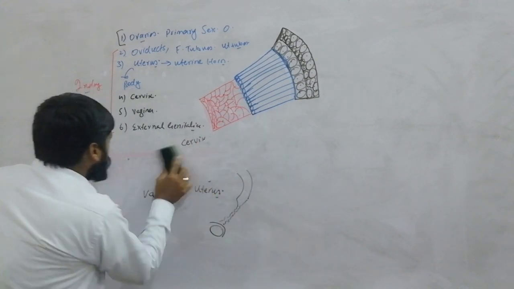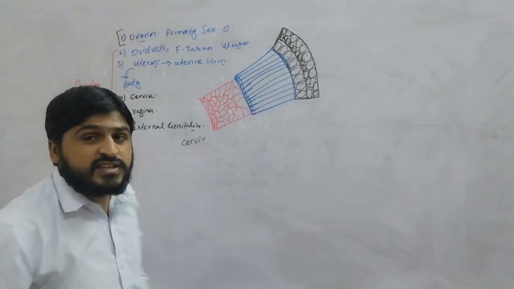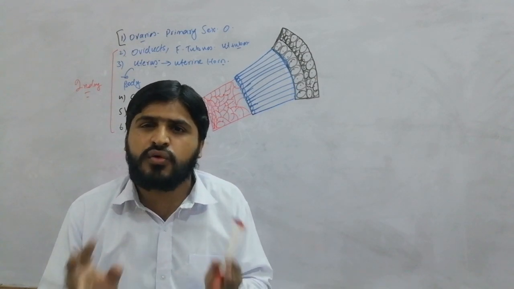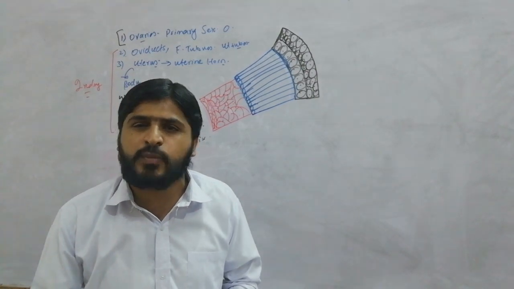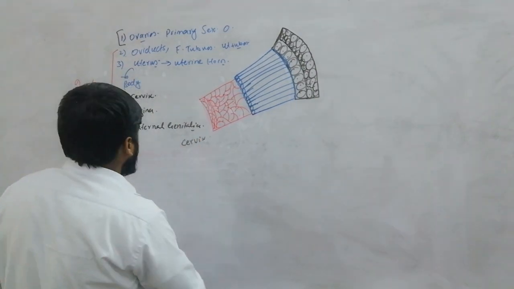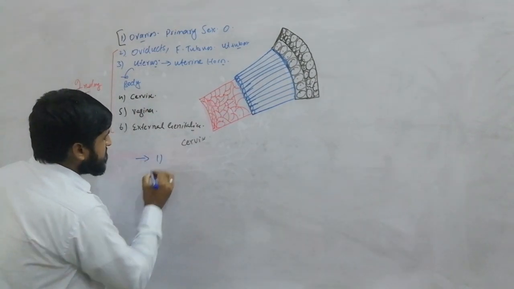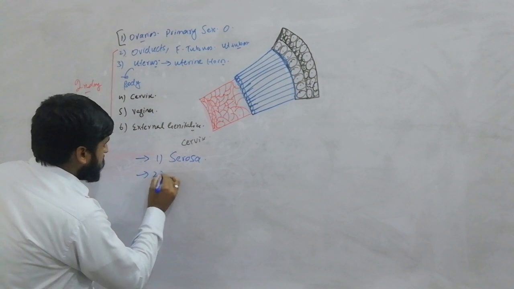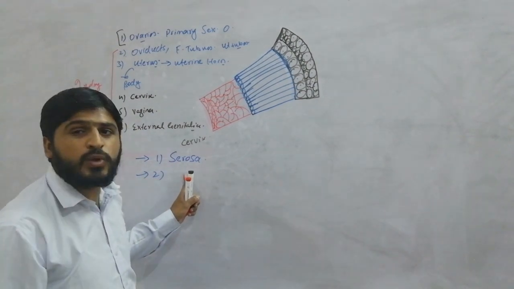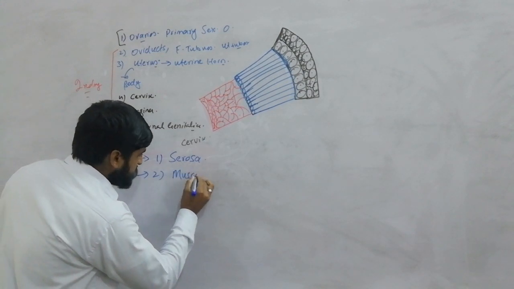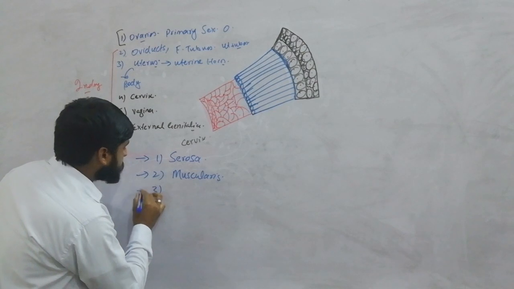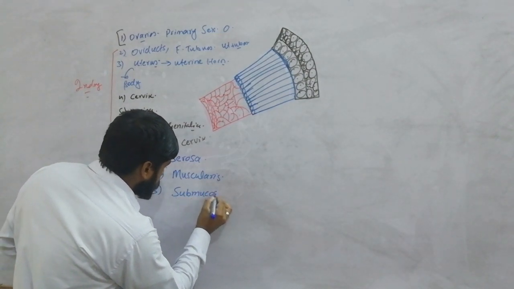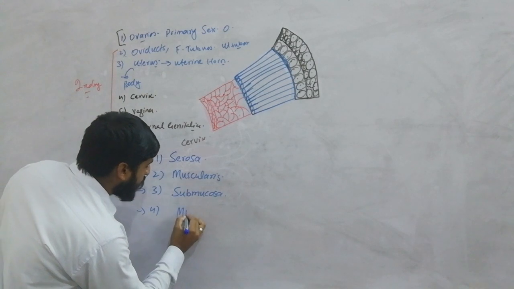Now I am telling you about the series of layers which surround the female reproductive system. They are divided into four layers which cover the female reproductive system. The first one is called serosa. The second one is called muscularis. The third one is called submucosa. And the fourth one is called mucosa.